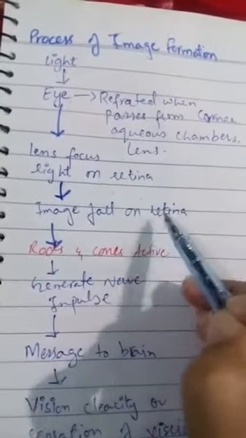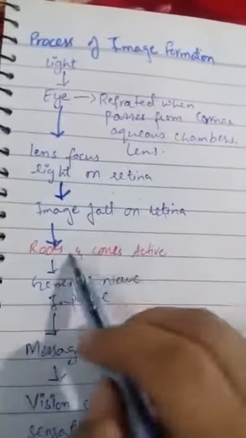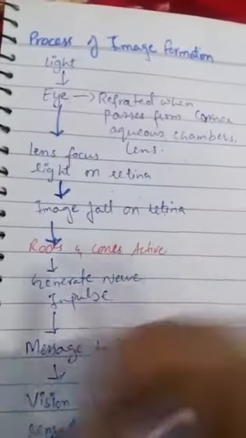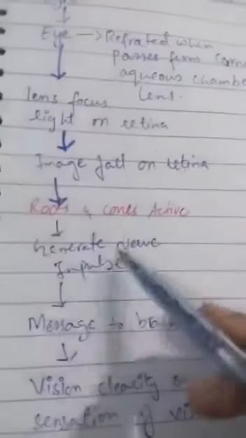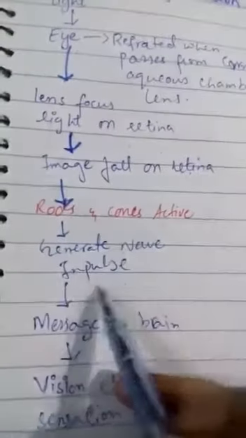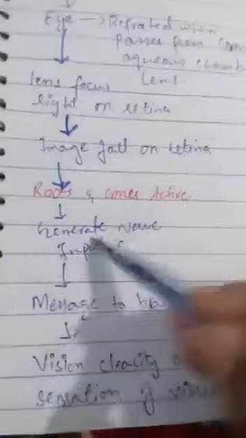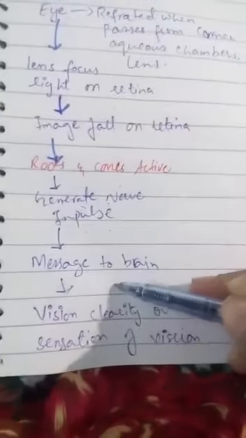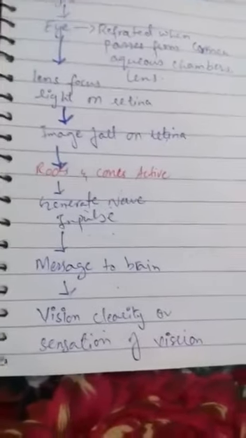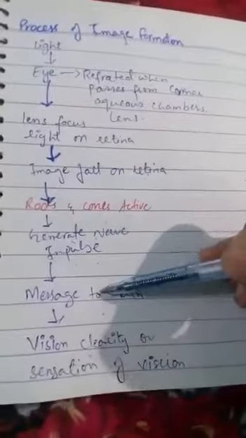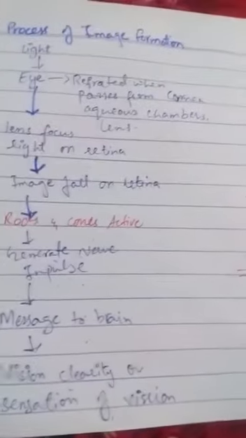The retina is the sensory layer, and different types of rods and cones are present in it. When the image falls on the retina, the rods and cones, which are effective for color distinction, become active and generate nerve impulses. These nerve impulses carry the message to the brain, and the brain works on the message and forms the sensation of vision. So this is the process of how the image is formed during vision.